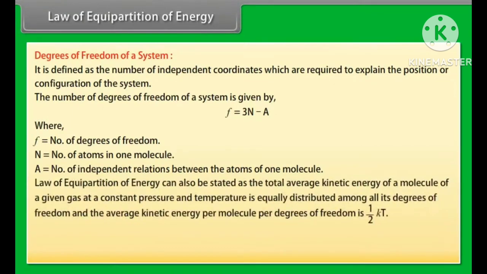The law of equipartition of energy can also be stated as: the total average kinetic energy of a molecule of a given gas at a constant pressure and temperature is equally distributed among all its degrees of freedom, and the average kinetic energy per molecule per degree of freedom is half kT, where T is the temperature of the gas.